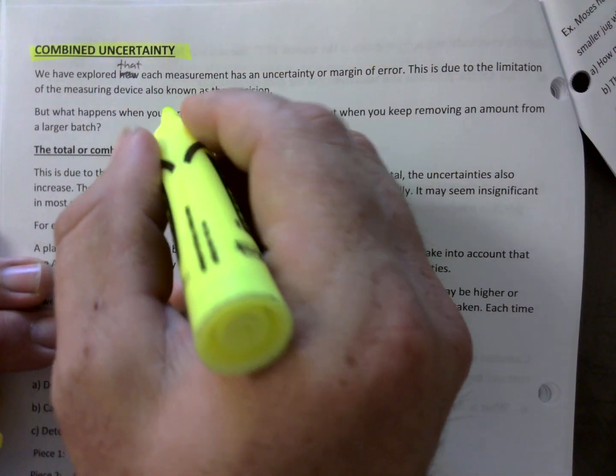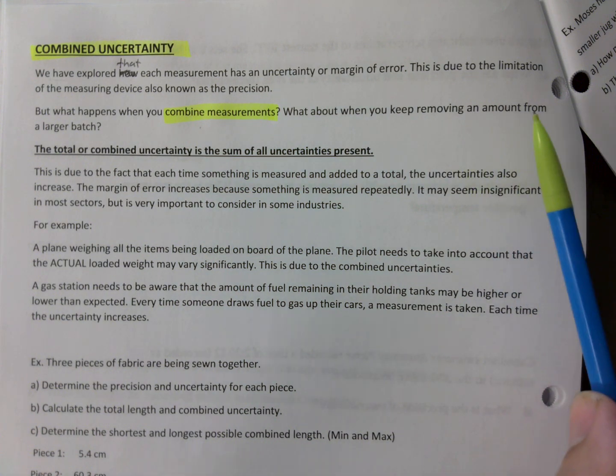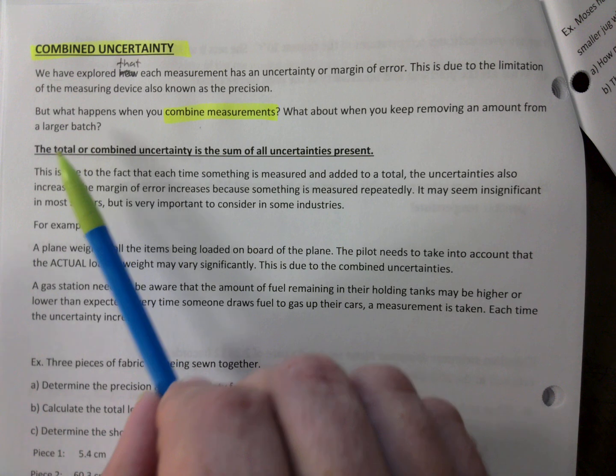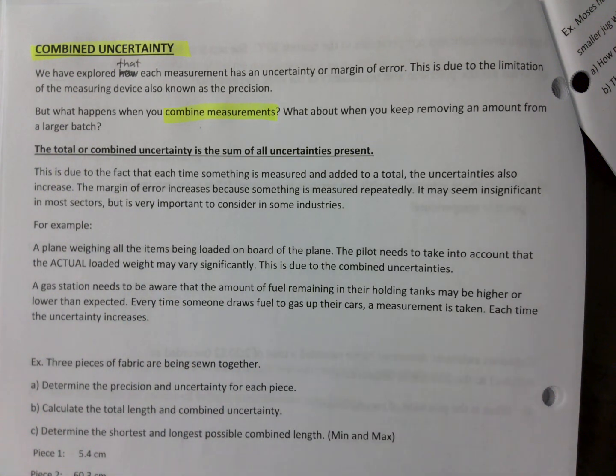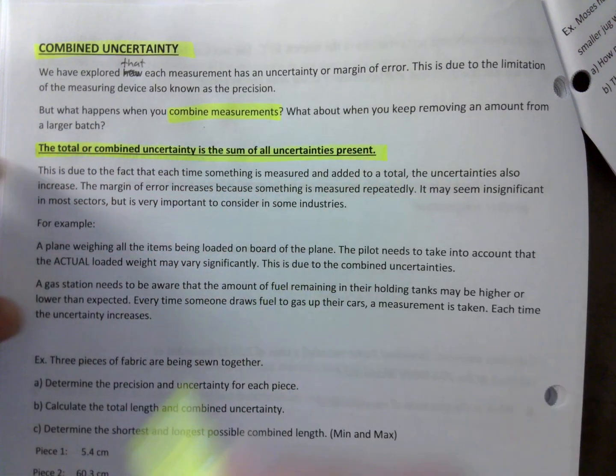Okay? When you combine things. What about when you keep removing an amount from a larger batch? Okay? What happens then? There are multiple uncertainties that meet, and so we need to account for that. And so this is basically, in words, what we're going to do today.